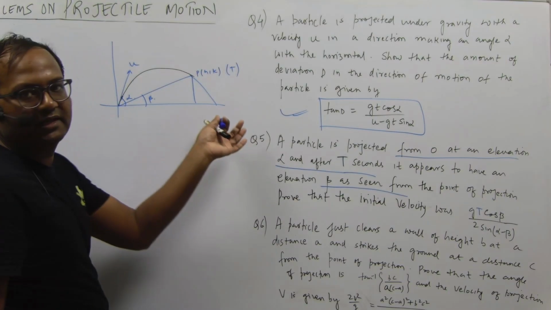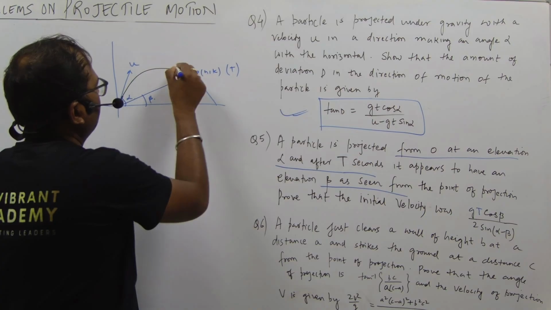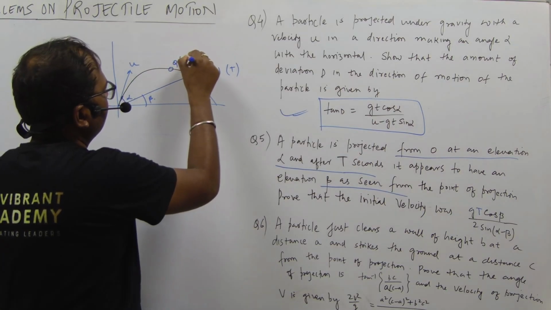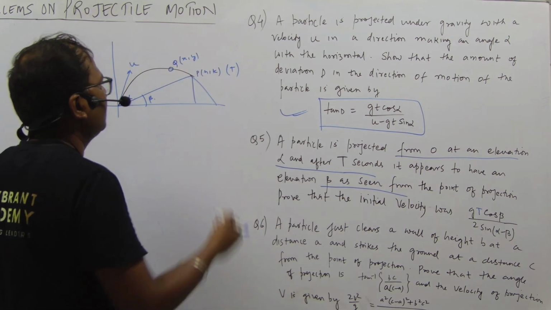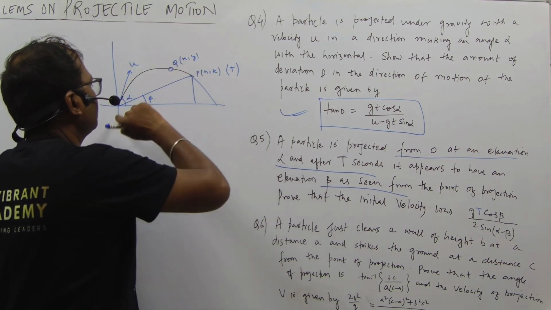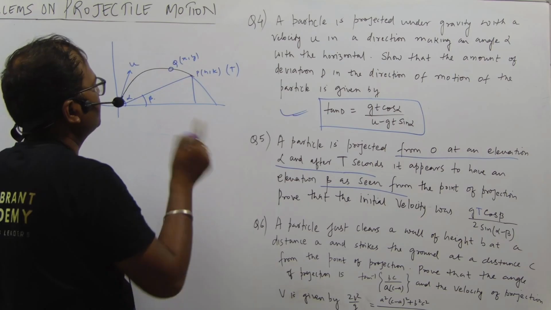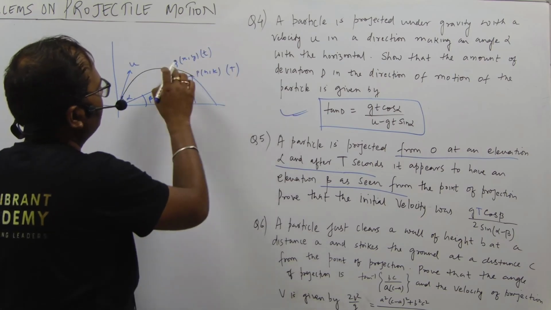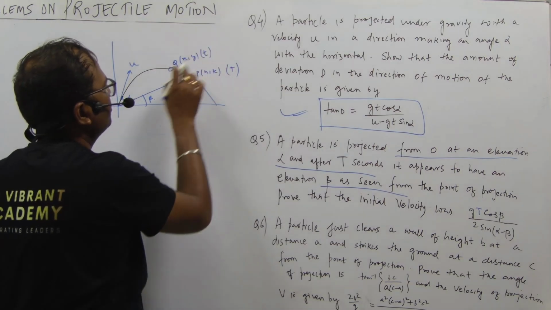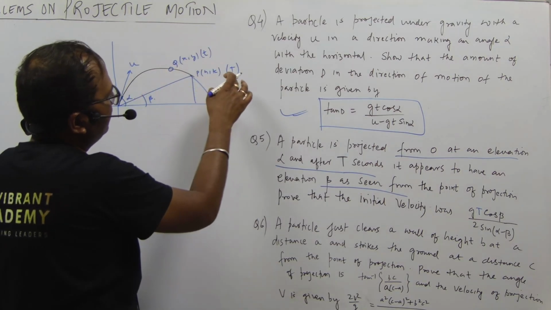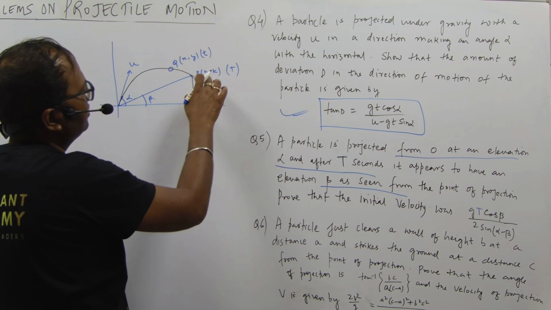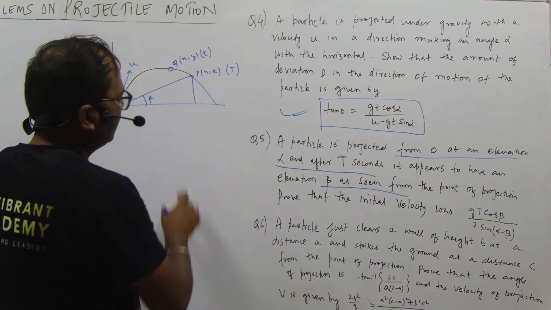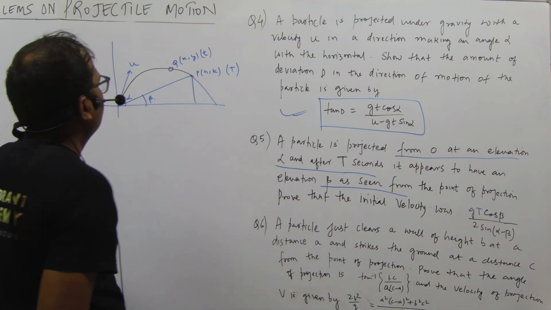Let us take a random coordinate at point Q. Let us name the coordinates x and y, and this point Q is with respect to the position of the projectile at time t. So at time small t the projectile is at point Q, and after time capital T the projectile is at point P. So this point P is at an elevation beta as seen from the point of projection.